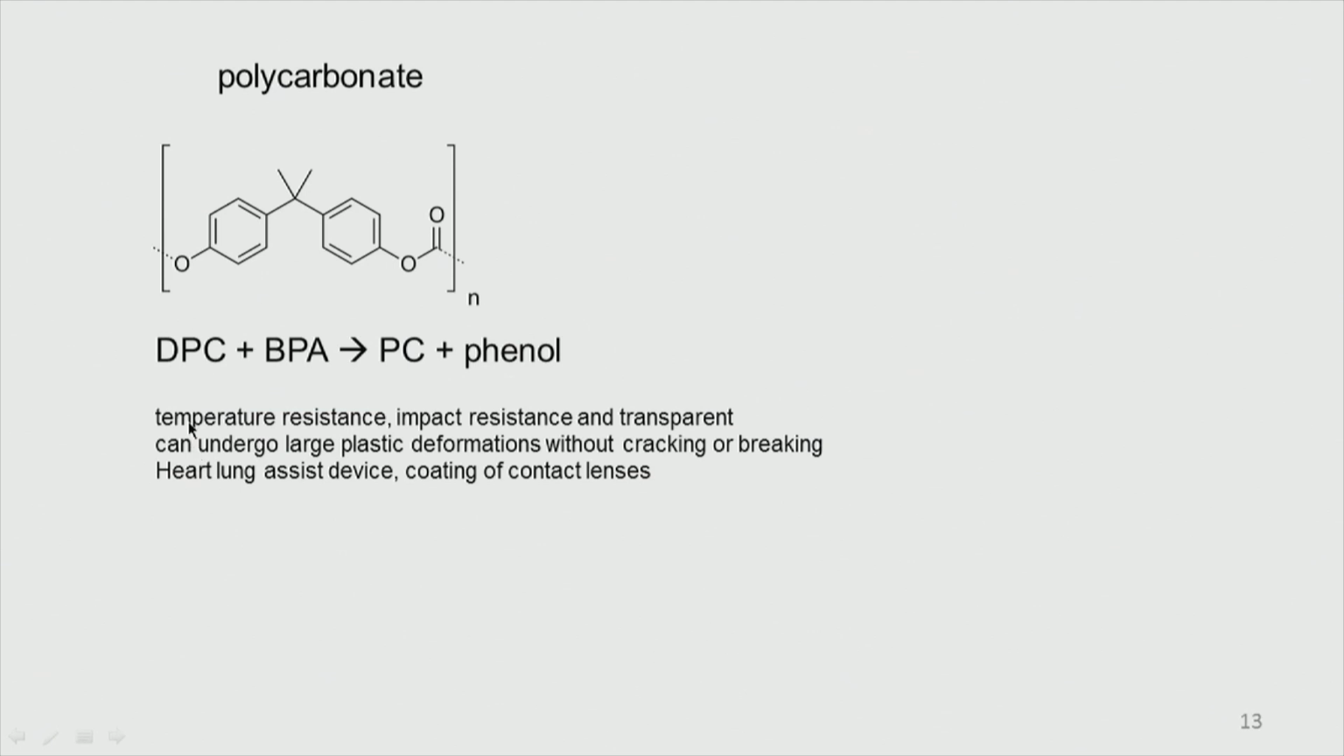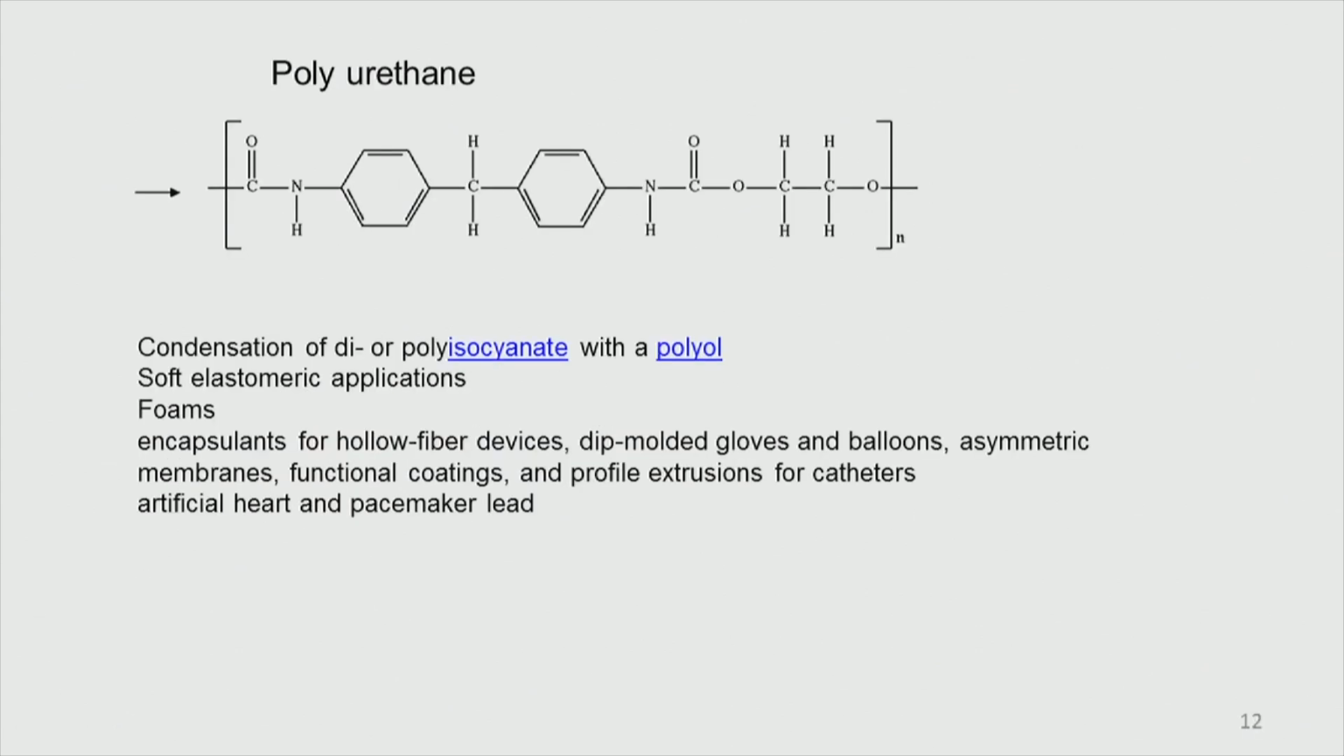Okay. It is called an engineering plastic, temperature resistance, impact resistance, and transparent, can undergo large deformations without cracking or breaking. It is used in heart lung assist devices, coating of contact lenses. Okay. So, polycarbonate is almost like glass, you can see through. So, it is used in some of those applications, okay, coating on contact lenses and so on actually. It is also used for high impact strong medical devices.